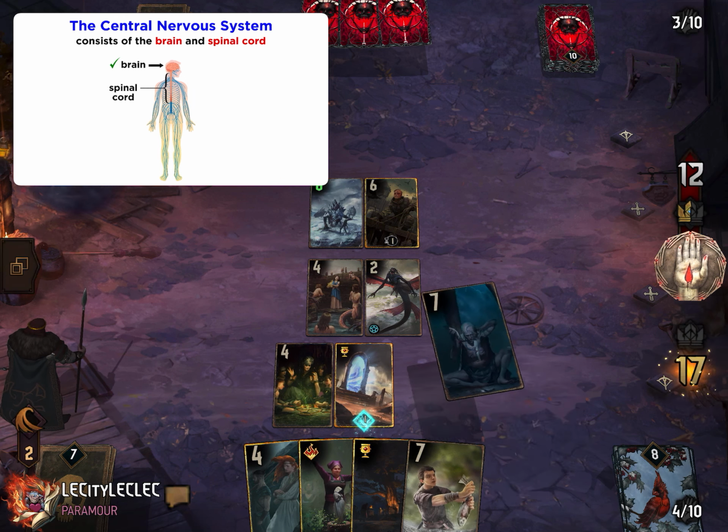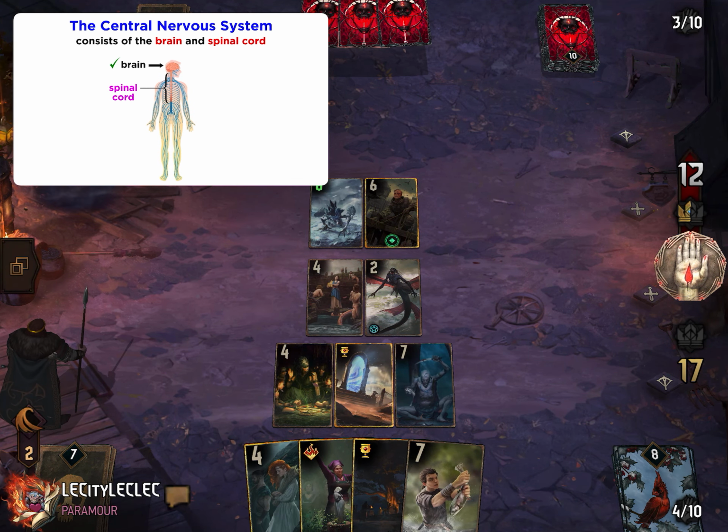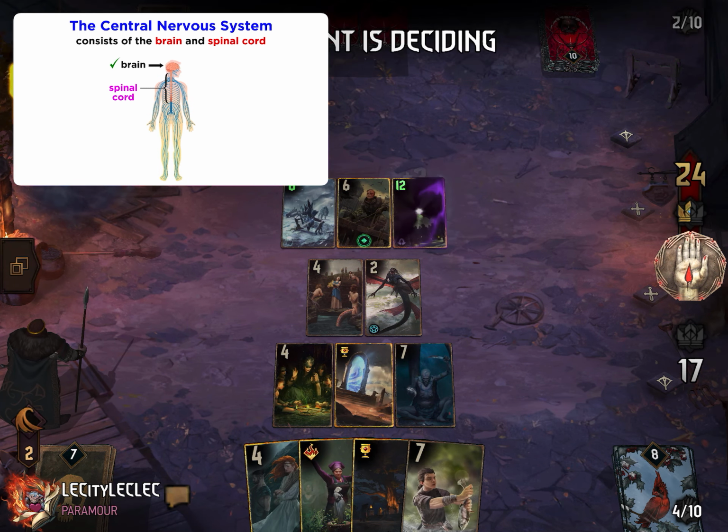That wraps up a basic survey of the brain. We will go into more detail at another time. For now, let's finish off the central nervous system with a quick look at the spinal cord.